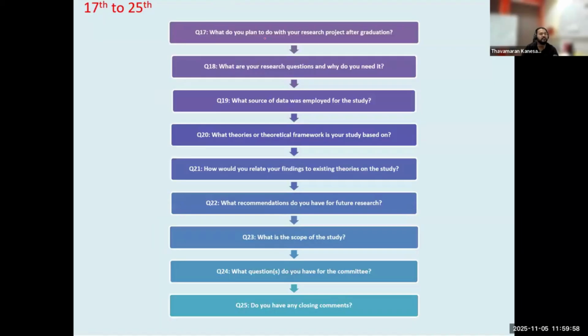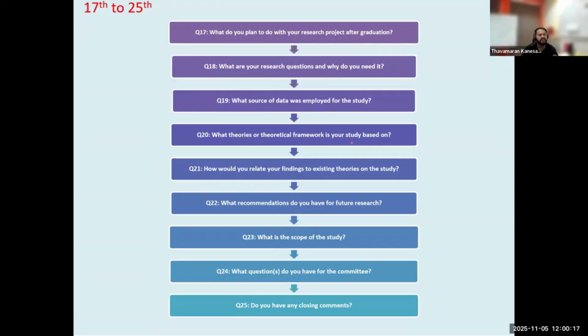Then, what do you plan to do with your research project after graduation? Easy. What are your research questions and why do you need it? What source of data? This one also you need to answer very carefully. If you ask AI to write the research question, you won't be able to answer this. You won't be able to, right? What source of data was employed for the study?